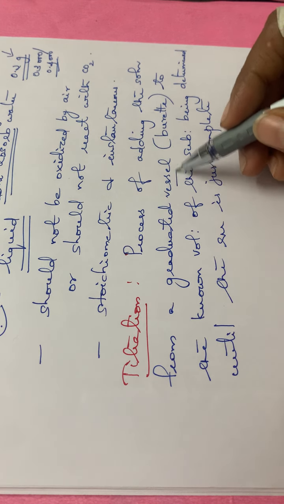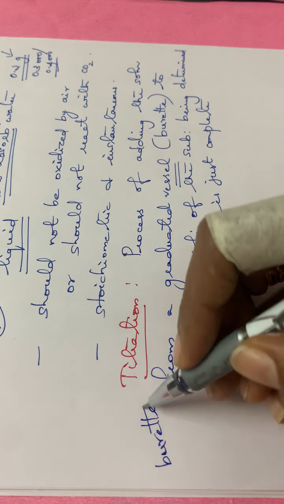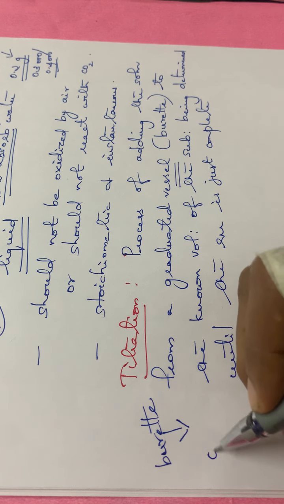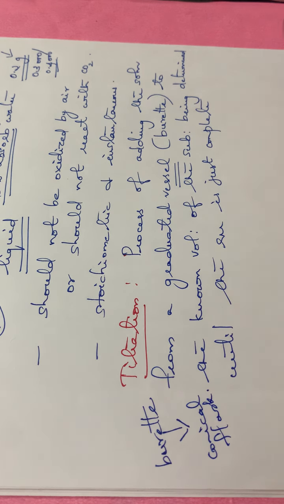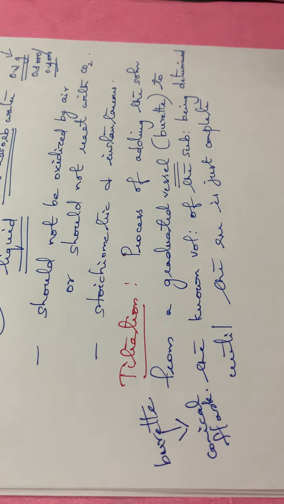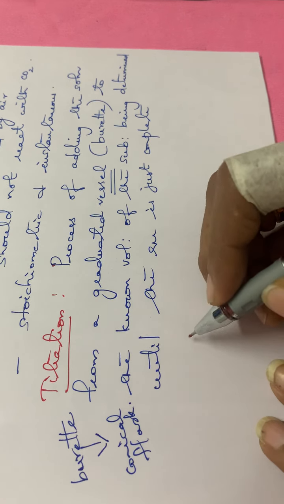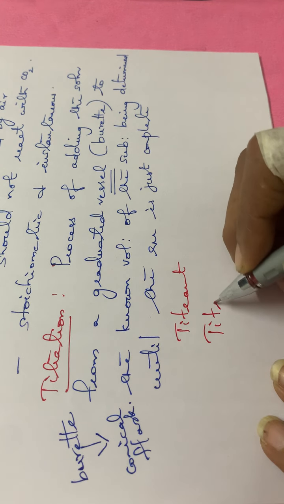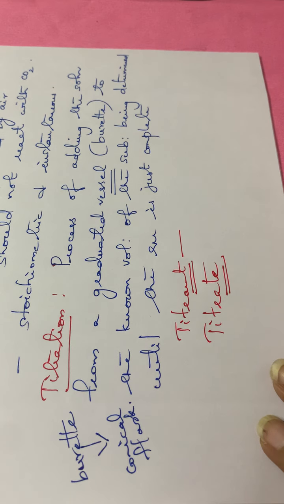So here, from a burette, we are adding a solution of known concentration to a solution of unknown concentration, and usually we add the solution from the burette to a conical flask. That process is called titration. Also, two more terms are there to study: titrant and titrate. What do you mean by a titrant and a titrate? Titrant and titrate.